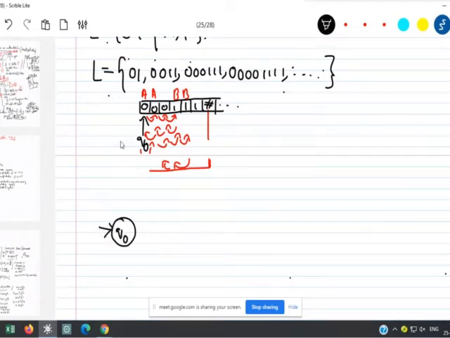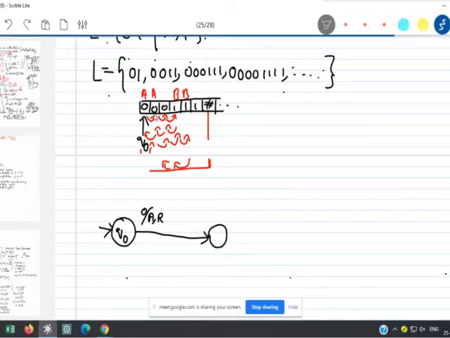From Q0, initially what I'm planning is, wherever I find 0, I just want to replace this 0 by symbol A, and then move towards the right side. While moving towards the right side, after the first 0, how many zeros am I finding? I'm finding 2 zeros.